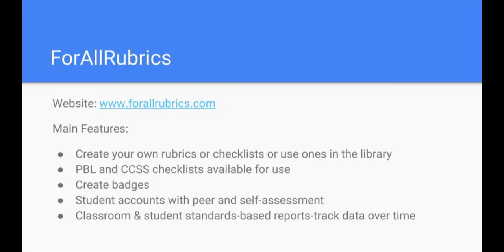You can create badges for students, which students love badges. They love to collect them. And you have student accounts. They can get an account, and students can do peer review and self-assessment with rubrics, which I think is fantastic. You do have classroom and student standards-based reports that can track data over time. So again, it's about growth. Growth is all important these days. So those are the main features of For All Rubrics. Let's take a look at what this looks like on the inside.